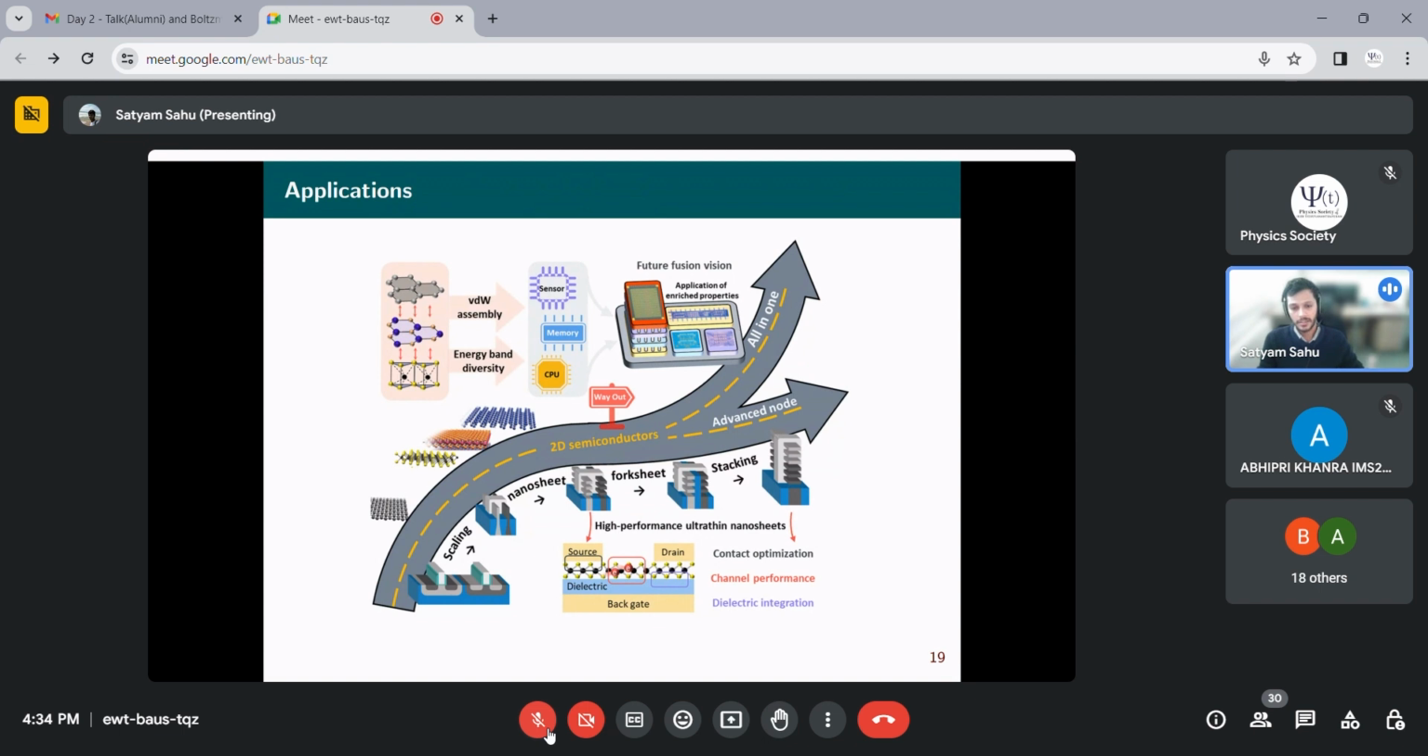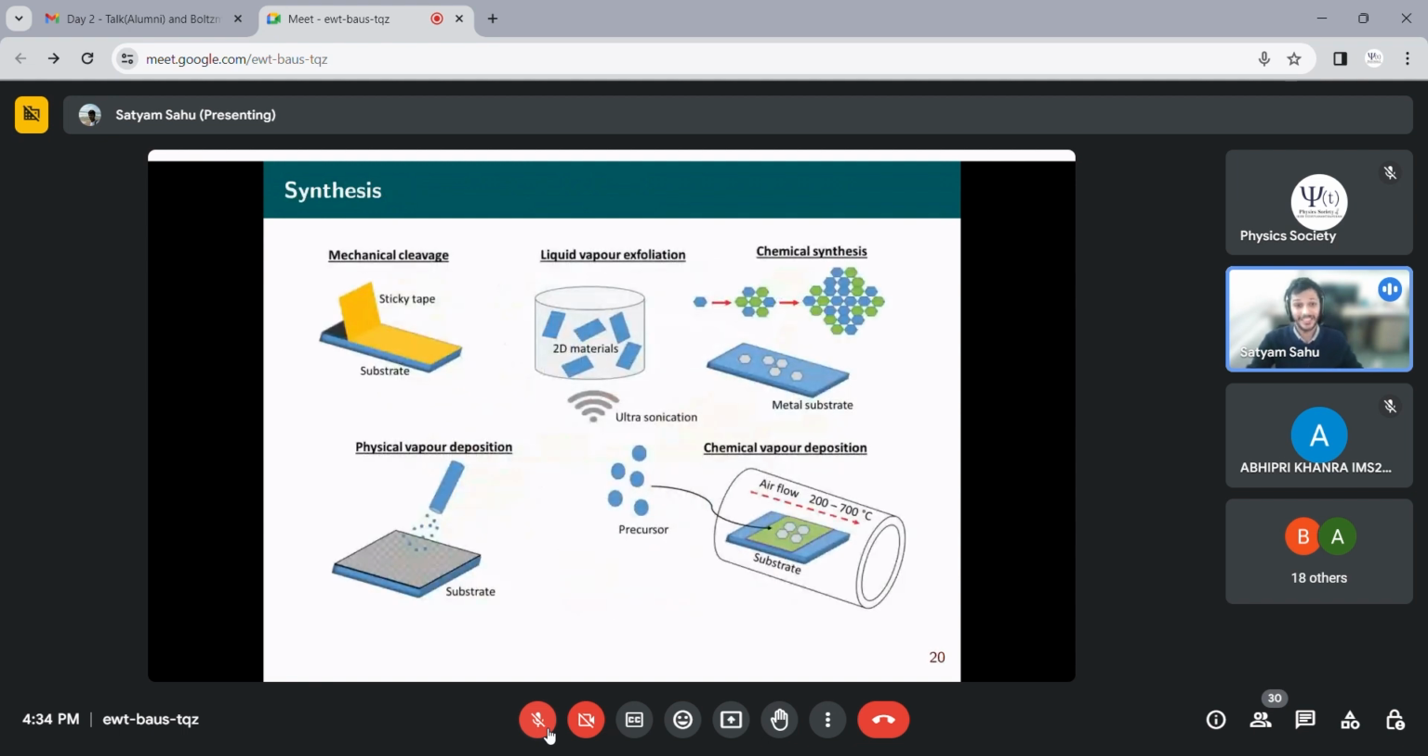But now the question is, for any of these applications, you need to prepare these materials. So how do you do that? Which brings me to the most important part of this talk, which is the synthesis of the material systems. We have different techniques here which can be used to synthesize the monolayers of this material system.